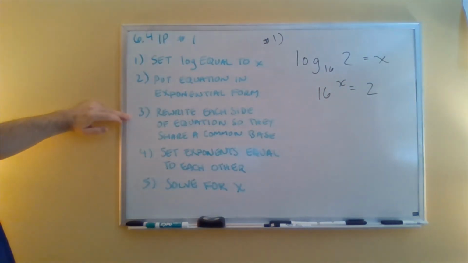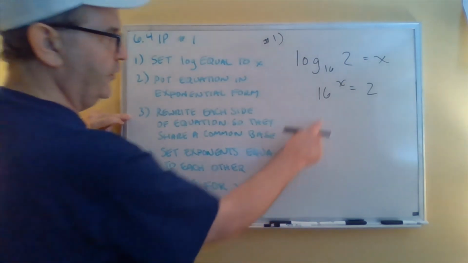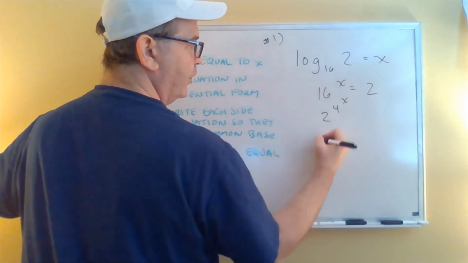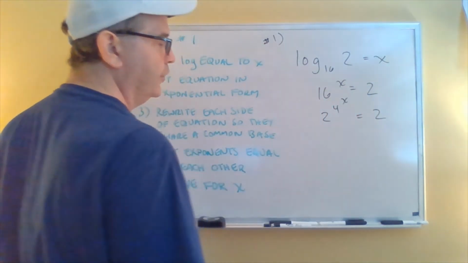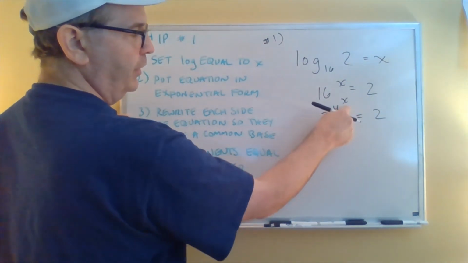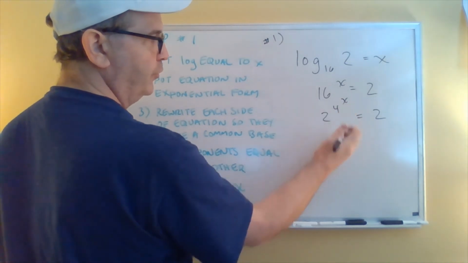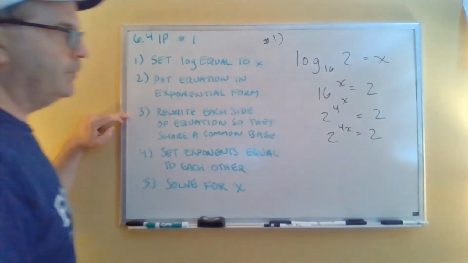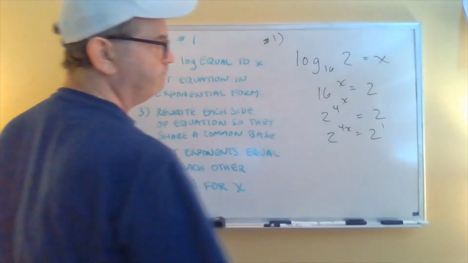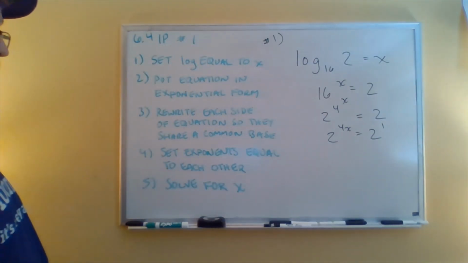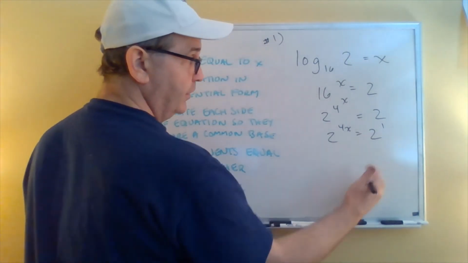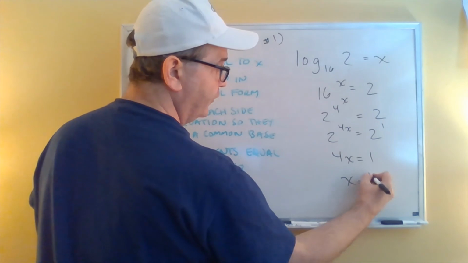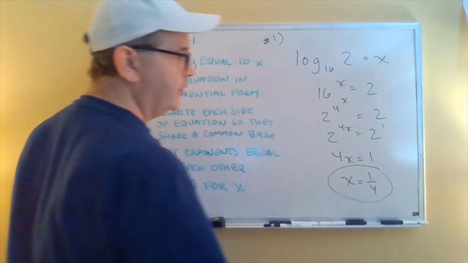Next, we rewrite each side so they have a common base. I can rewrite 16 as 2 to the 4, and we raise that to the x equals 2. Remember, when we raise a power to a power, we multiply our exponents. So we end up with 2 to the 4x equals 2, which is 2 to the 1. Now we have a like base, so we can set our exponents equal to each other. 4x equals 1, so our answer for number 1 is 1/4.